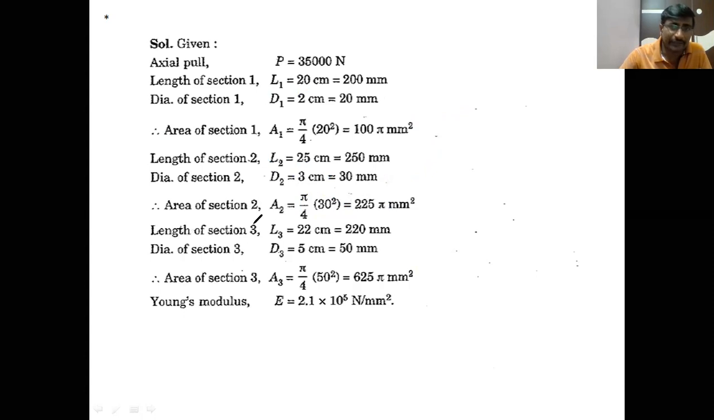Next, the length of section 3 is 22 centimeters. In millimeters, it is 220 mm. Then the diameter of section 3 is given as 5 centimeters. In millimeters it is 50 mm. Therefore, the area of the third section, A3, equals pi by 4 D3 square, pi by 4, 50 square. It becomes 625 pi mm square. So Young's modulus is also given in the problem, 2.1 into 10 to the power of 5 newtons per mm square. This value is the same for the three sections.